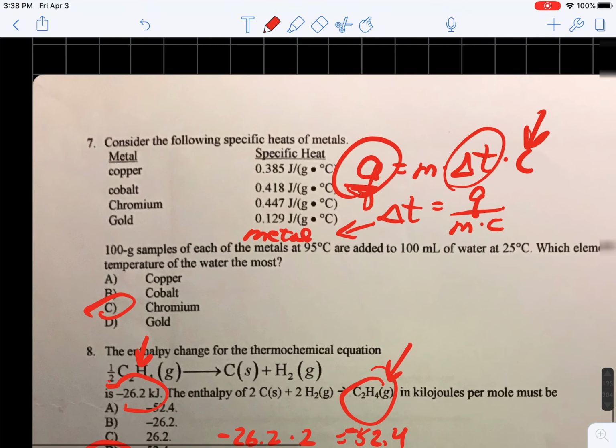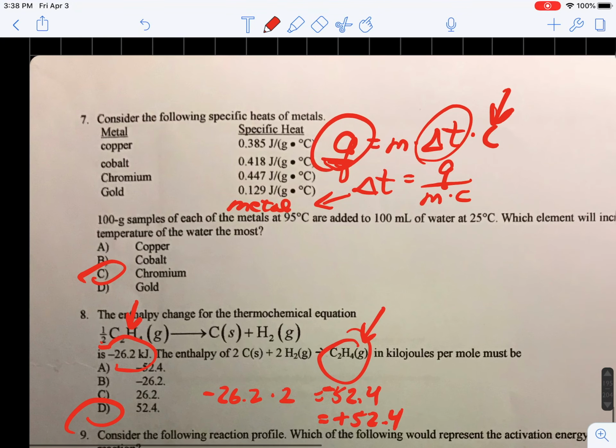All right, number 7. Considering the following specific heats. All right, 100 gram sample of each metal at 95 degrees added to 100 milliliters of water. Which element will increase the temperature of the water the most? The one that required the most energy to raise its temperature to 95 degrees C is going to be the one that transfers that energy to the water, making the water hotter. So you have to pick the one with the highest specific heat, which is chromium.